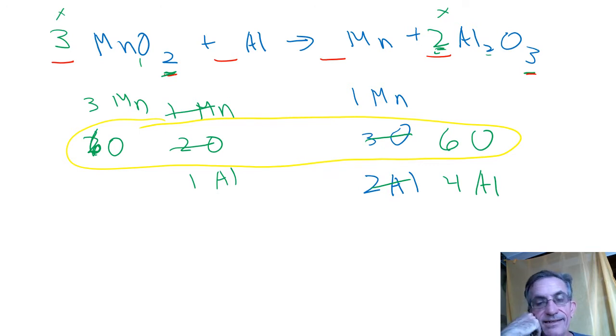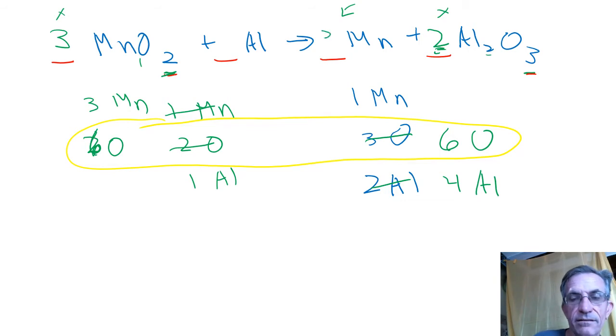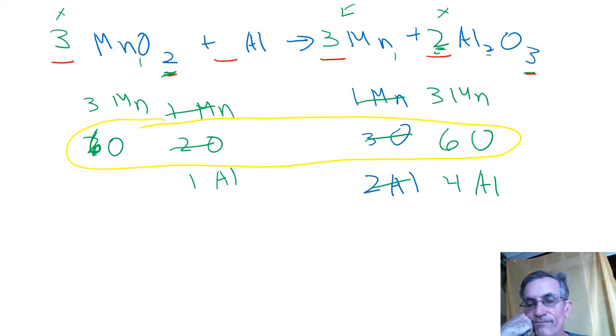Let's go back to manganese. Why not? 3 on the left, only 1 on the right. I'm going to put something here to get manganese to balance. 3 on the left. How do you get 3 on the right? You need to put a 3 here. Because then it would be like 3 times 1. It applies till you get to the plus sign. So it's 3.